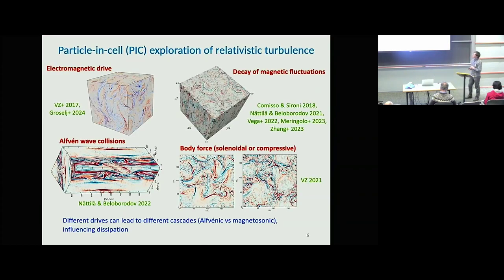So just to start, I'd like to acknowledge that by this point, as Luca mentioned in the previous talk, there's been a lot of work on kinetic turbulence, especially in the relativistic regime, and with many different setups, and they've been mainly focused on studying particle acceleration. I've mostly focused on driven turbulence, either electromagnetically or by body force, and I'll be describing some results on those. There's also nice work on decaying turbulence by Luca and by Alfvén wave collisions, which are a controlled wave driving turbulence, by Jonas Nättilä. So different drives could lead to different cascades, even at the MHD level, Alfvénic versus magnetosonic cascade, and so those could influence the dissipation.